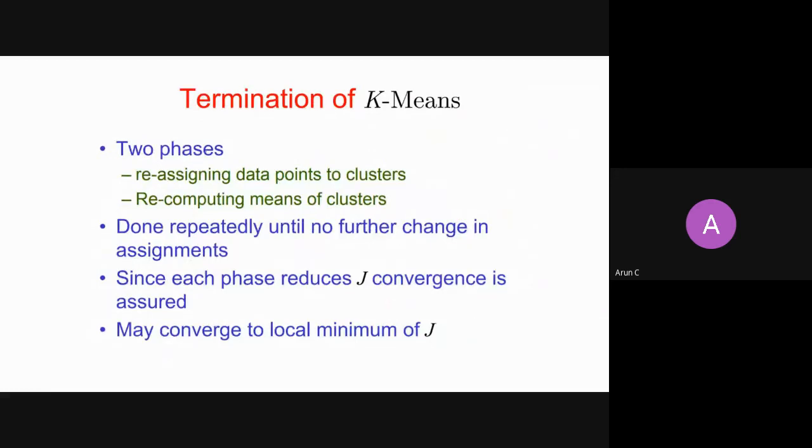So there are two phases, right? First we need to assign the data points to a cluster, and then we need to compute the mean of that cluster. Here we are optimizing over R, and here we are optimizing over mu. And we do it repeatedly, in iterations: iteration 1, 2, 3, 4, 5. And for every iteration, my cost function will keep on minimizing, right?